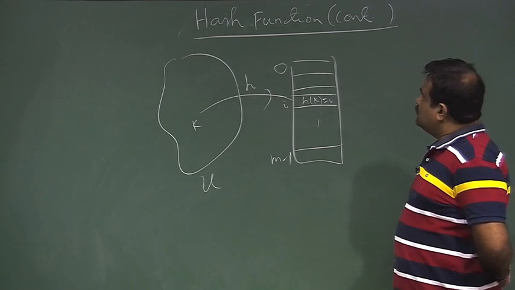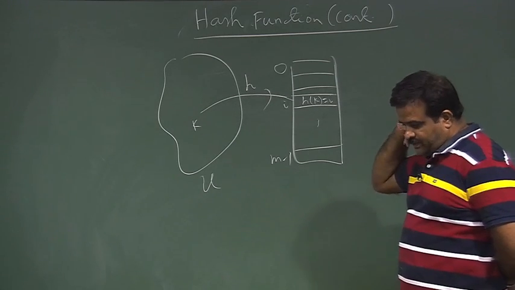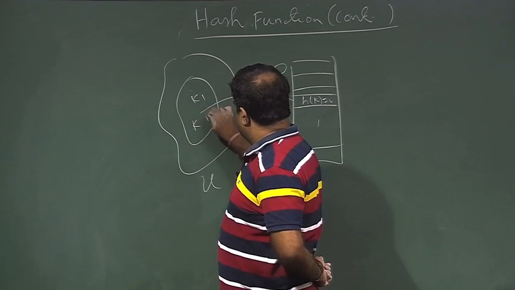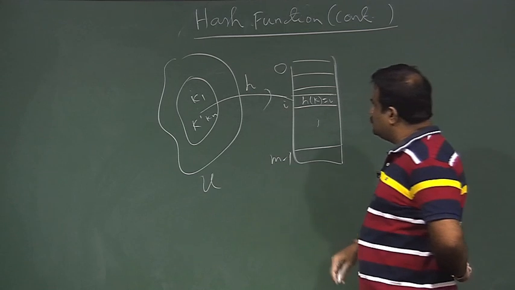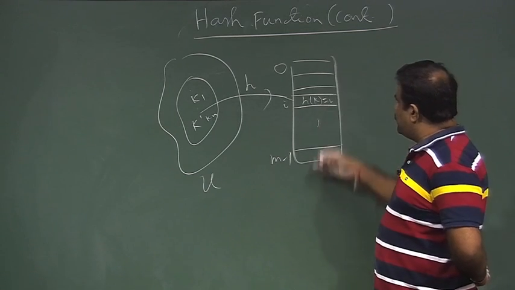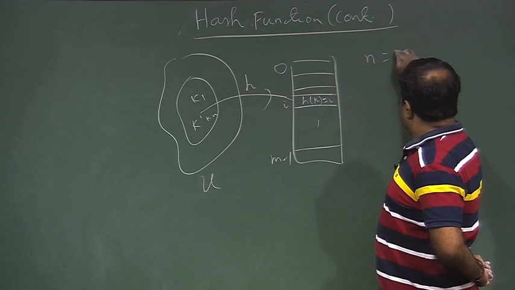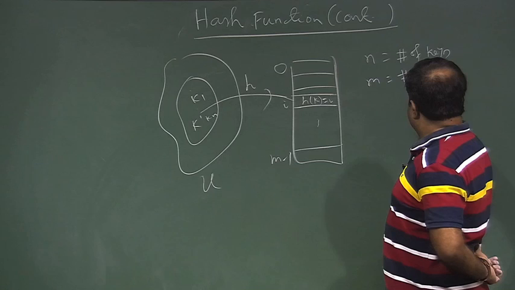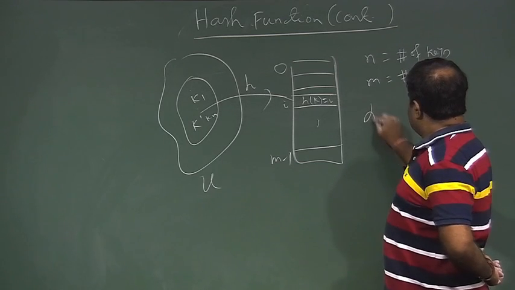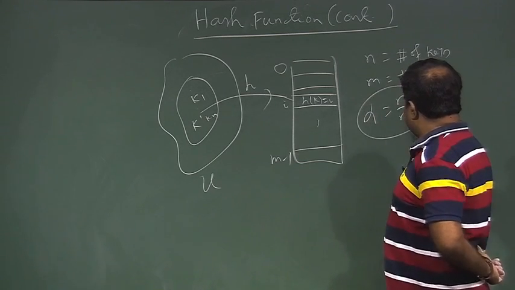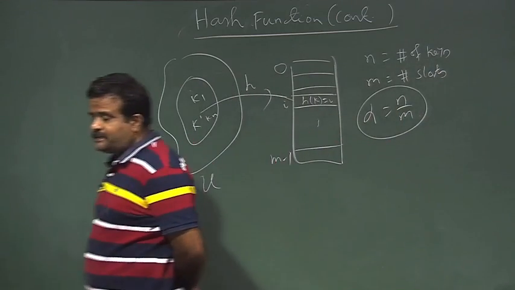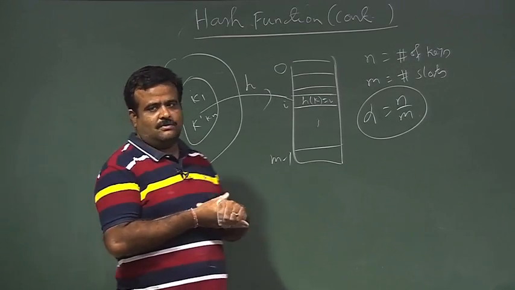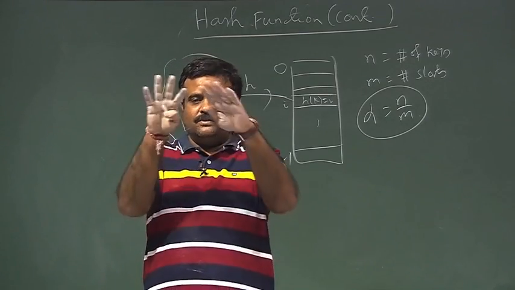Now we say a hash function is a good hash function if there are n keys, k1, k2, ..., kn, and m slots, and the keys are distributed uniformly over the slots. So n is the number of keys and m is the number of slots, then alpha is n by m, which is basically the expected number of keys per slot. This is called the load factor. We call this hash function a good hash function because it is distributing the keys uniformly over the slots.